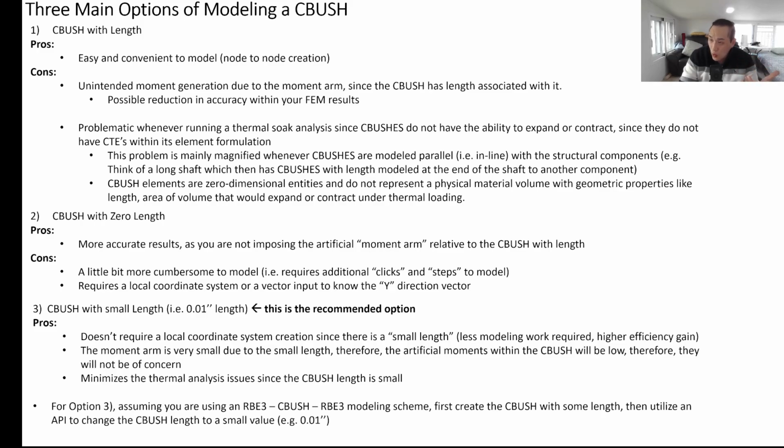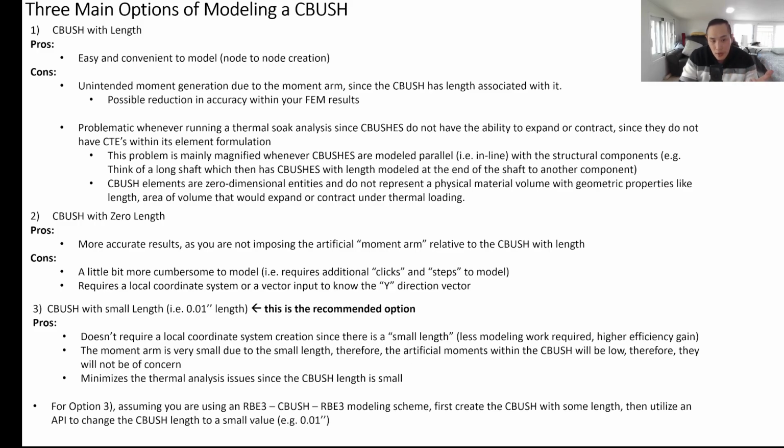Therefore, less modeling work is required, and therefore there is a higher efficiency gain during modeling. The moment arm is small due to the very small length. Therefore, the artificial moments that get generated due to the small length are minimal, and therefore not a concern. And in addition, it minimizes the thermal analysis issues since the CBUSH length is small as well.